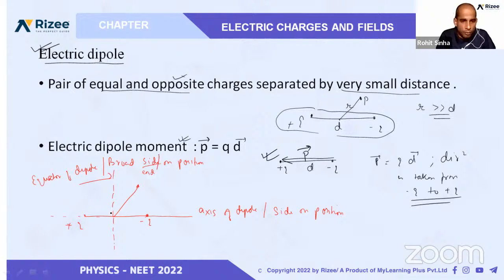So remember, for equator of dipole, we have to take the angle as theta equal to 90 degrees, and for end-on position, we have to take theta equal to 0 degrees between the charges. We will take it for reference. Now let's move further. We will use this further.